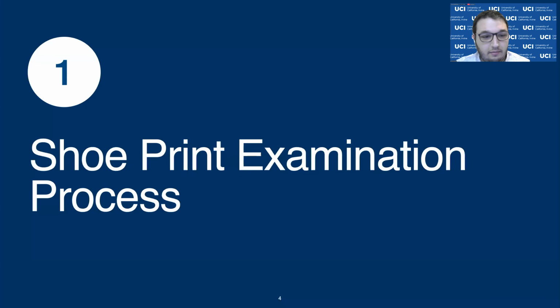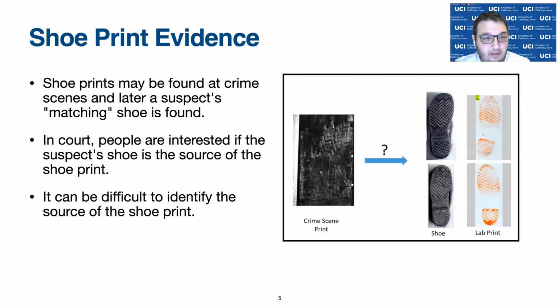So to start with shoe print examinations. The idea of shoe print evidence is that a shoe print is found at a crime scene, and examiners would like to find the matching shoe that left that shoe print. People are generally interested, whether it be in court or criminal investigations, in finding the source of the shoe print. But in many cases, it's very difficult to do this. As you can see on the right, we have a picture, there's a partial print, and then we have two shoes that have the same tread pattern, but we don't know necessarily which one of these two shoes left the shoe print because they have very similar treads.